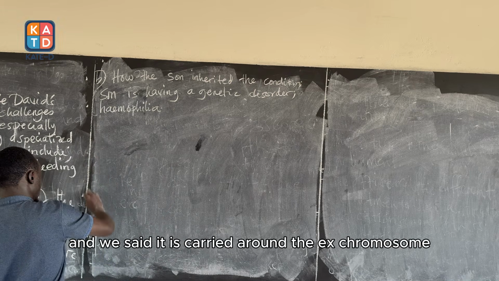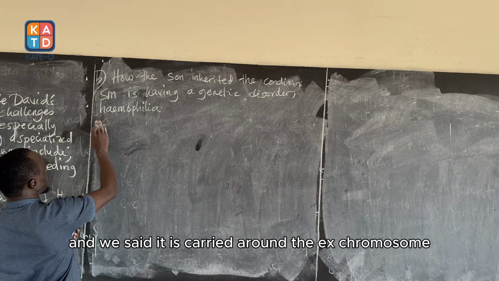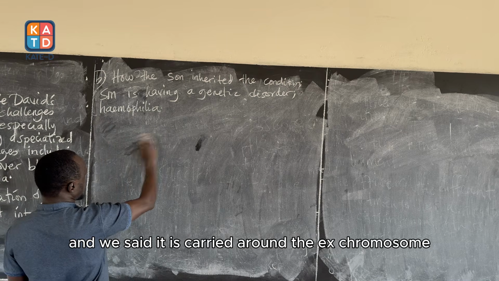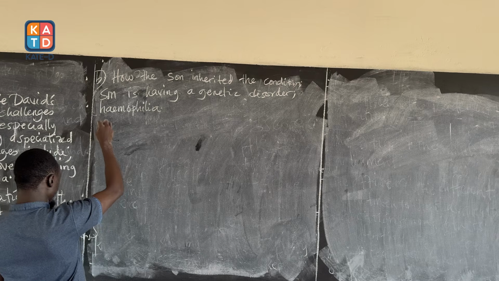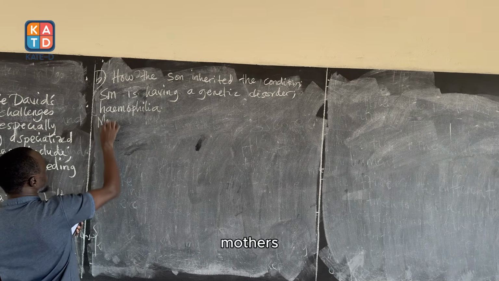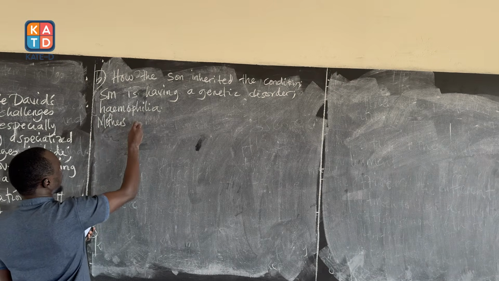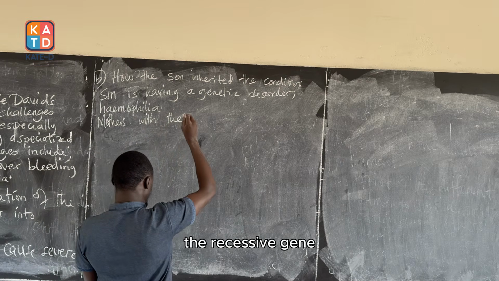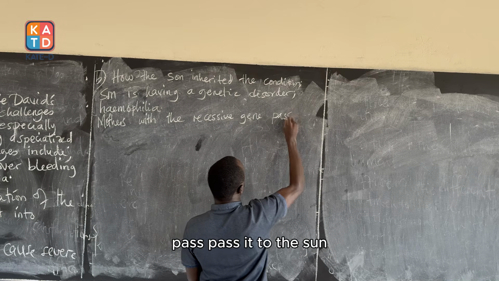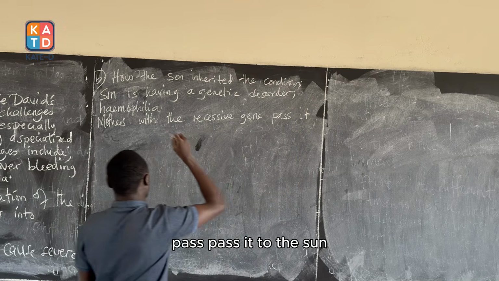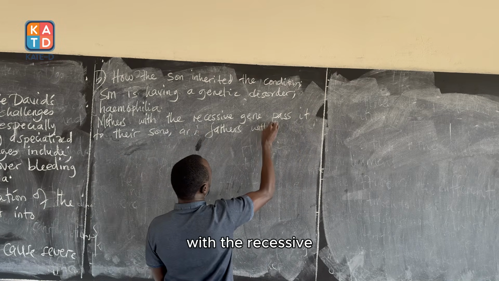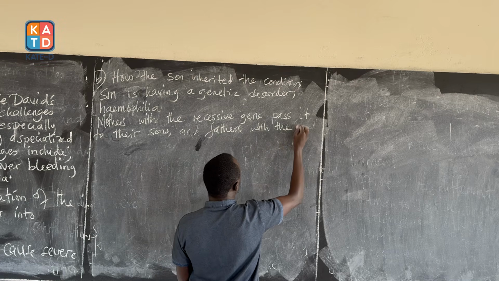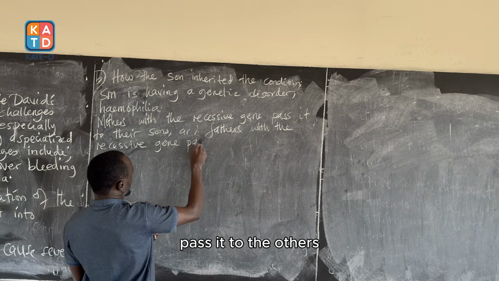And we said it is carried along the X chromosome. So we shall have mothers with the recessive gene pass it to their sons, and fathers with the recessive gene pass it to their daughters.